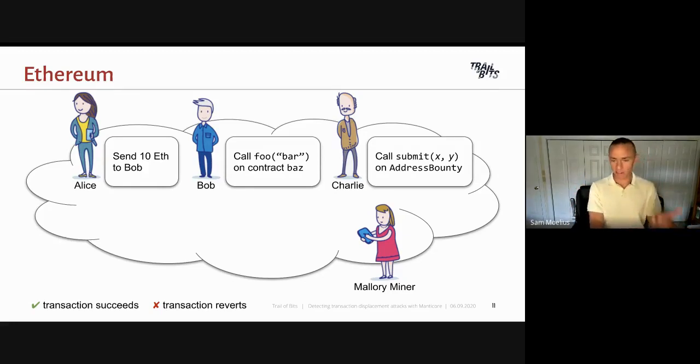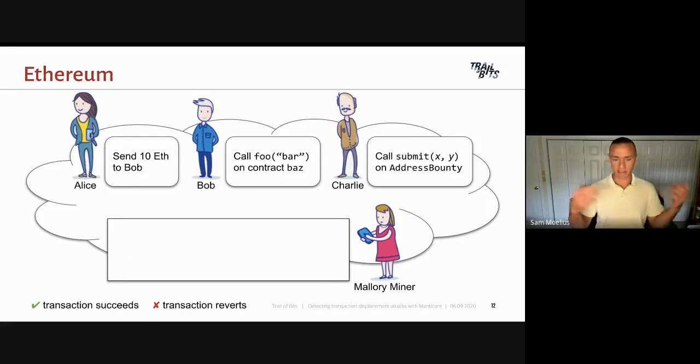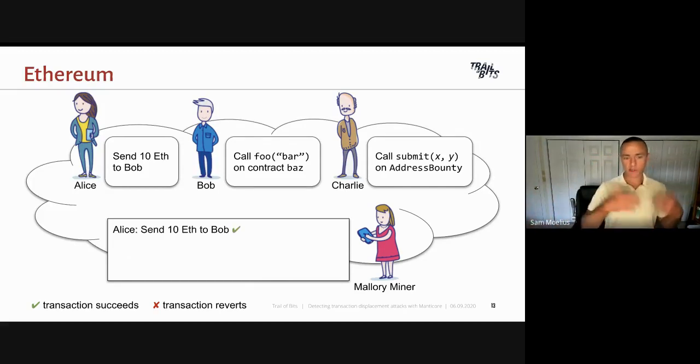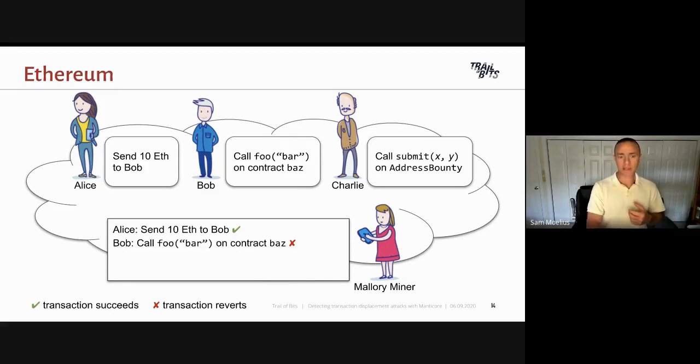So our miner is going to listen in on the network and start to construct a block. In this block, she's going to include the transactions that she observes on the network. And each of these transactions could succeed or it could revert. And there are different reasons why a transaction might revert. But say she chooses to include Alice's transaction and Alice's transaction succeeds. Maybe for Bob's transaction, the contract Baz doesn't have a method foo.